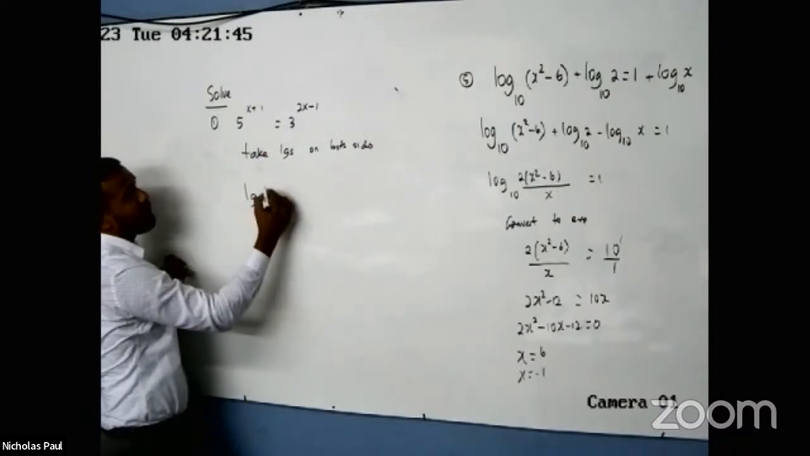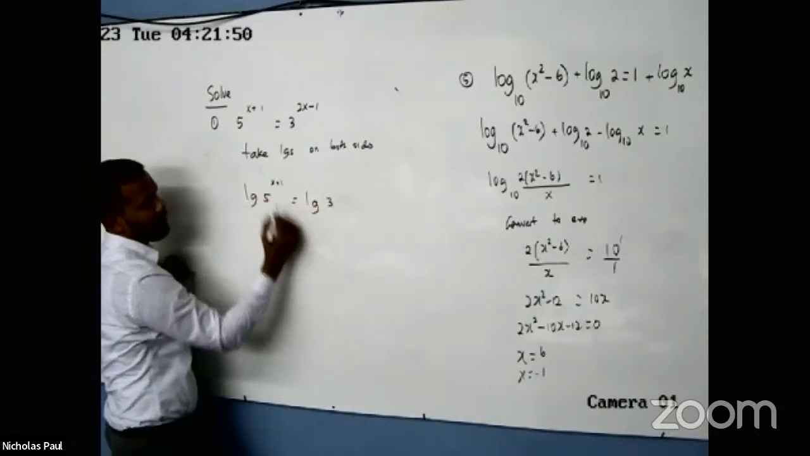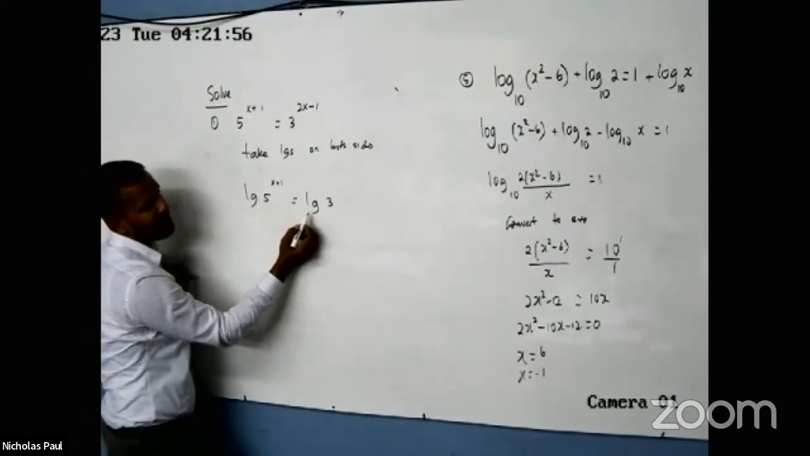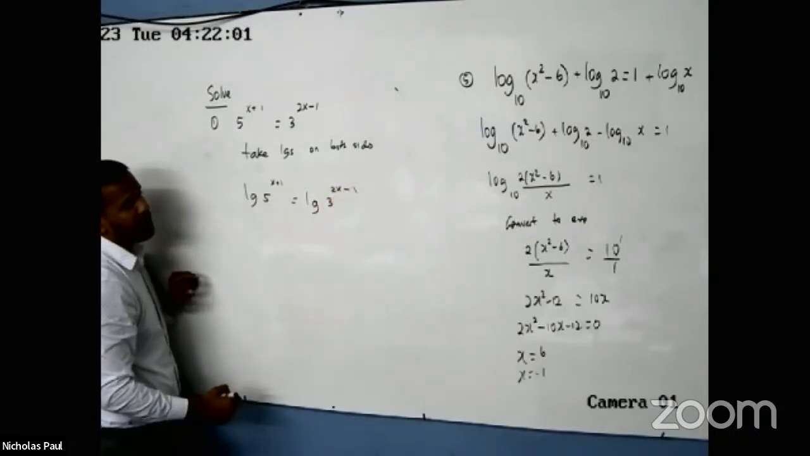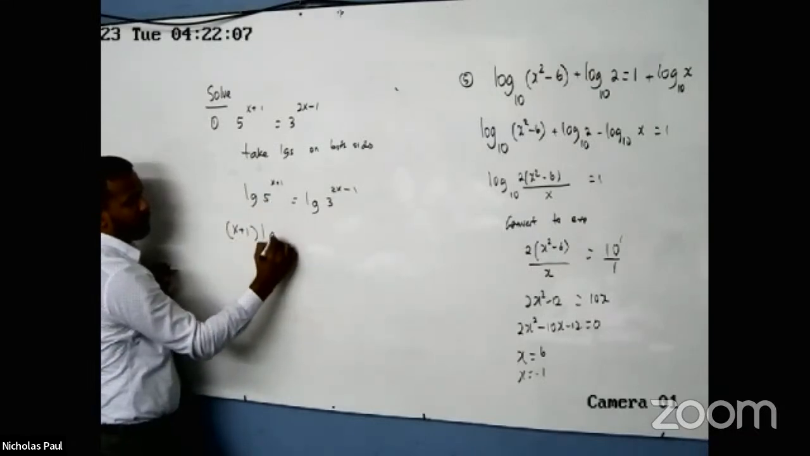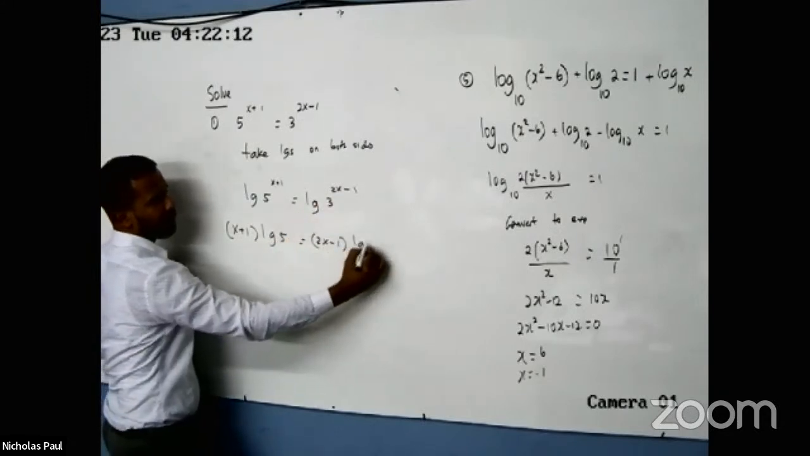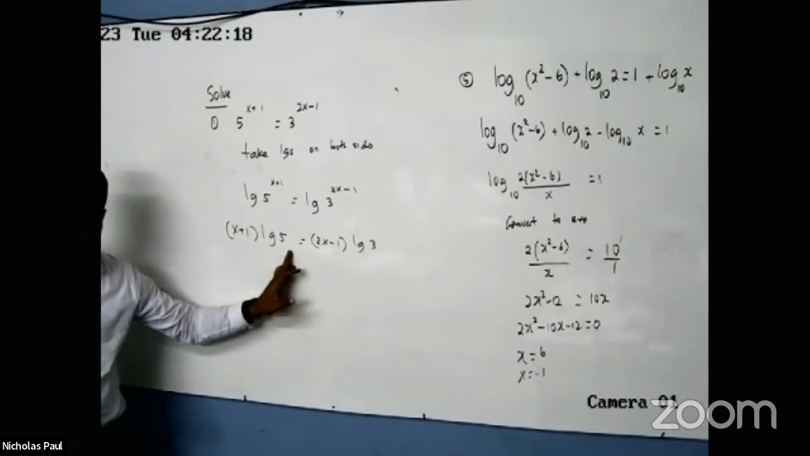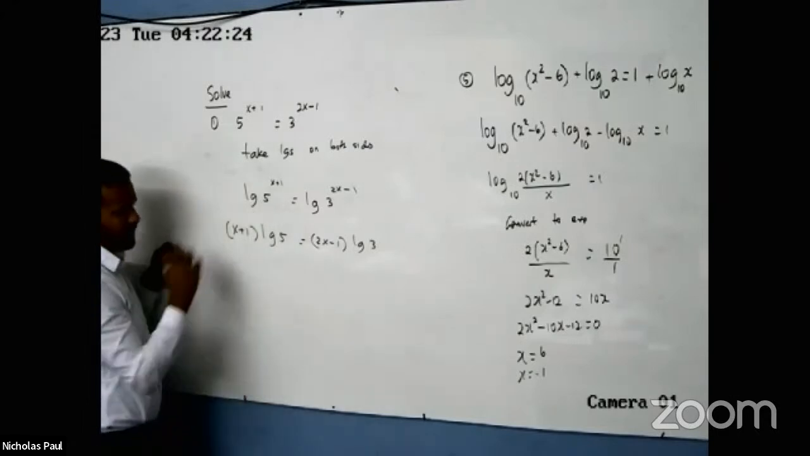So you'll get log 5 to the x plus 1 is equal to log of 3 to the 2x minus 1. Remember, LG means what? LG means log to the base 10. What do you do now? Take the power, bring it in front. And then when you reach here, it's up to you. You can work out log 5, then multiply it out. You have 2 ways you can do it. Let's do it like that for now.